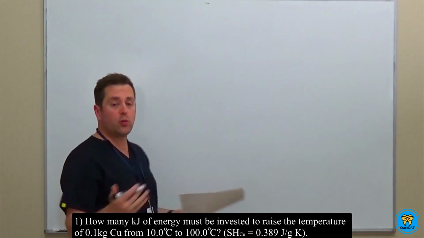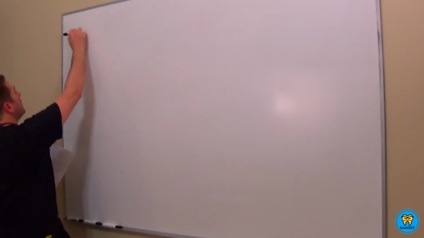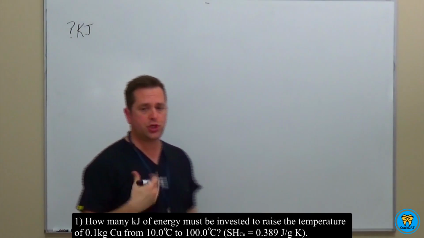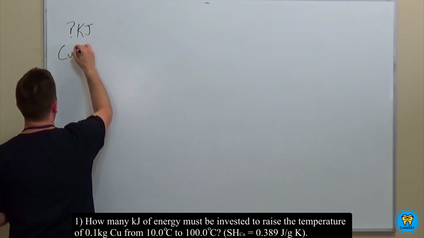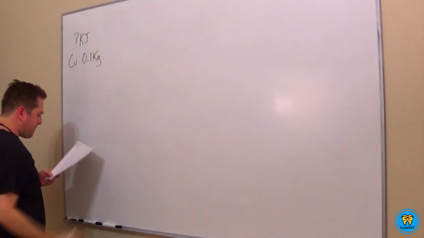Number one, we know that we're looking for a unit of energy, right? How many kilojoules is the unit? How much energy should be invested into this copper? Then we're given the mass of our copper, which is 0.1 kilograms, right?